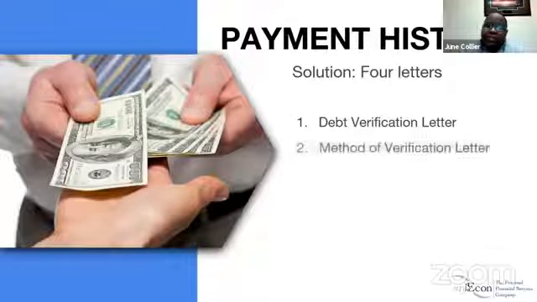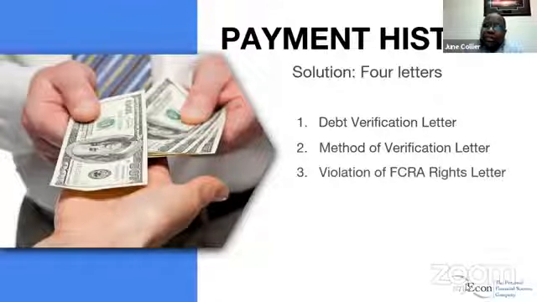So then the second thing is a second letter called method of verification. The method of verification is a letter that basically says, okay, you sent me a letter back that said that you verified this debt. Now I'm asking you for the details on how you verified the debt. That's called method of verification.